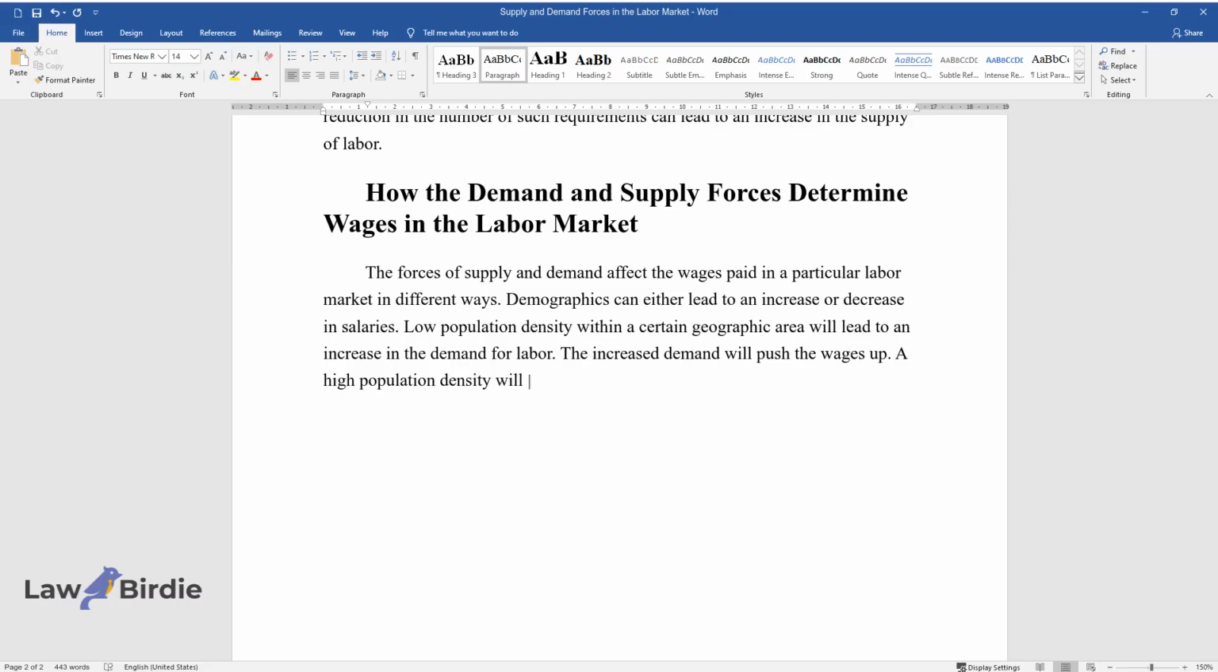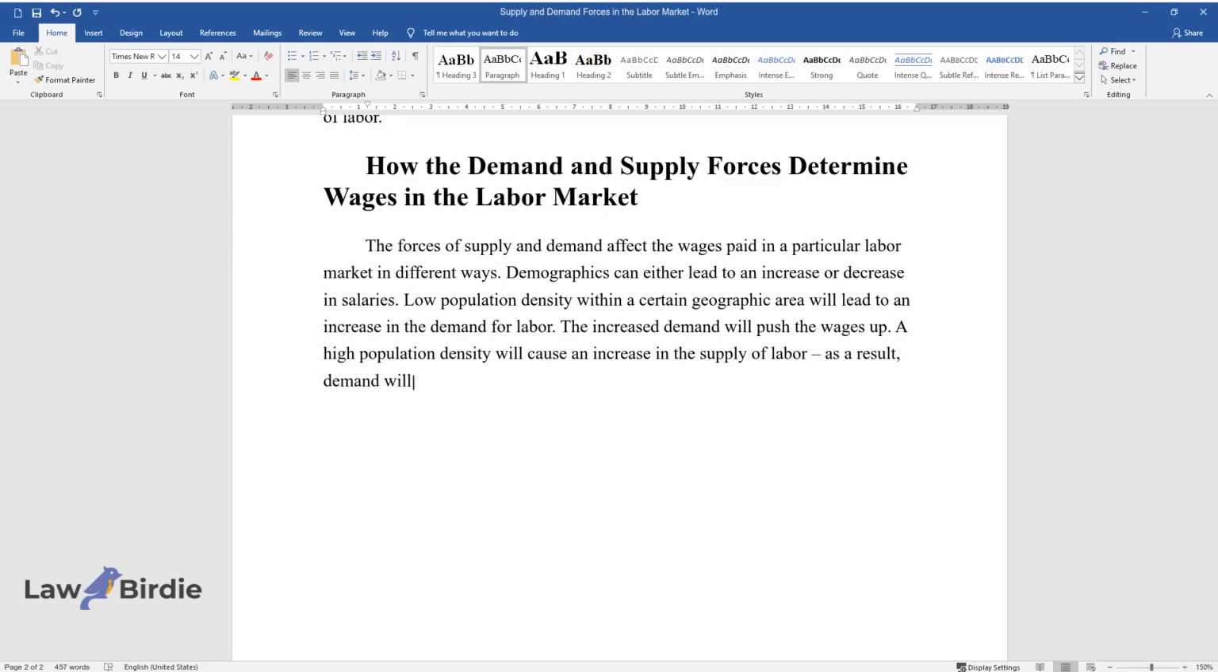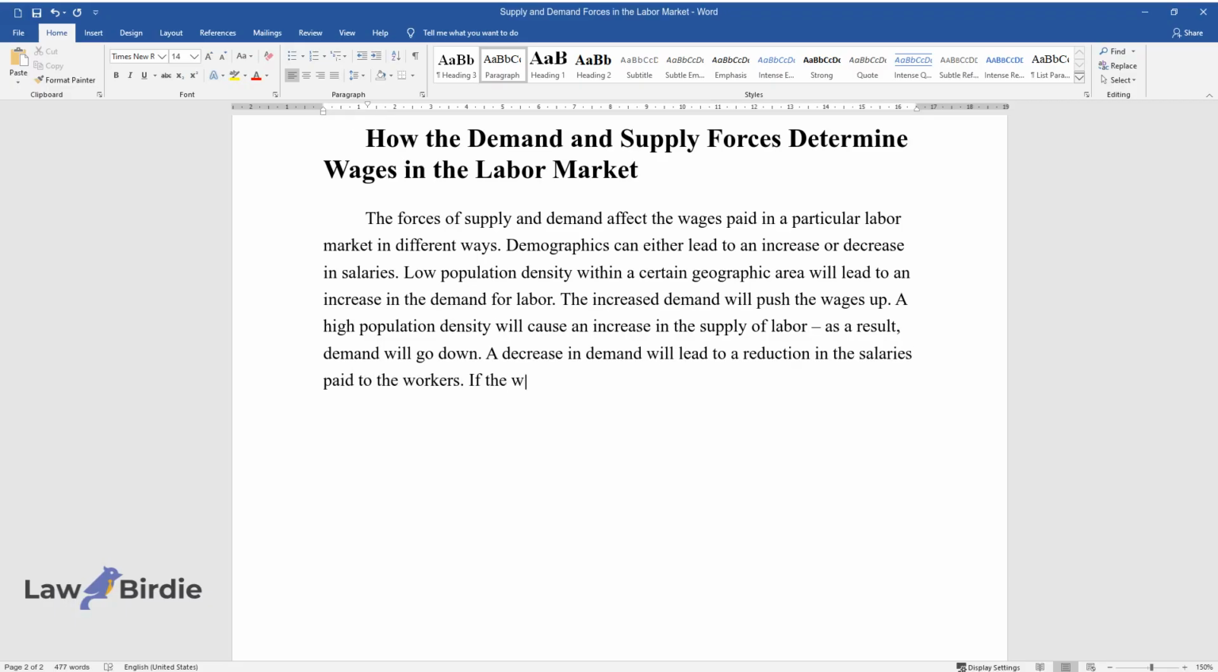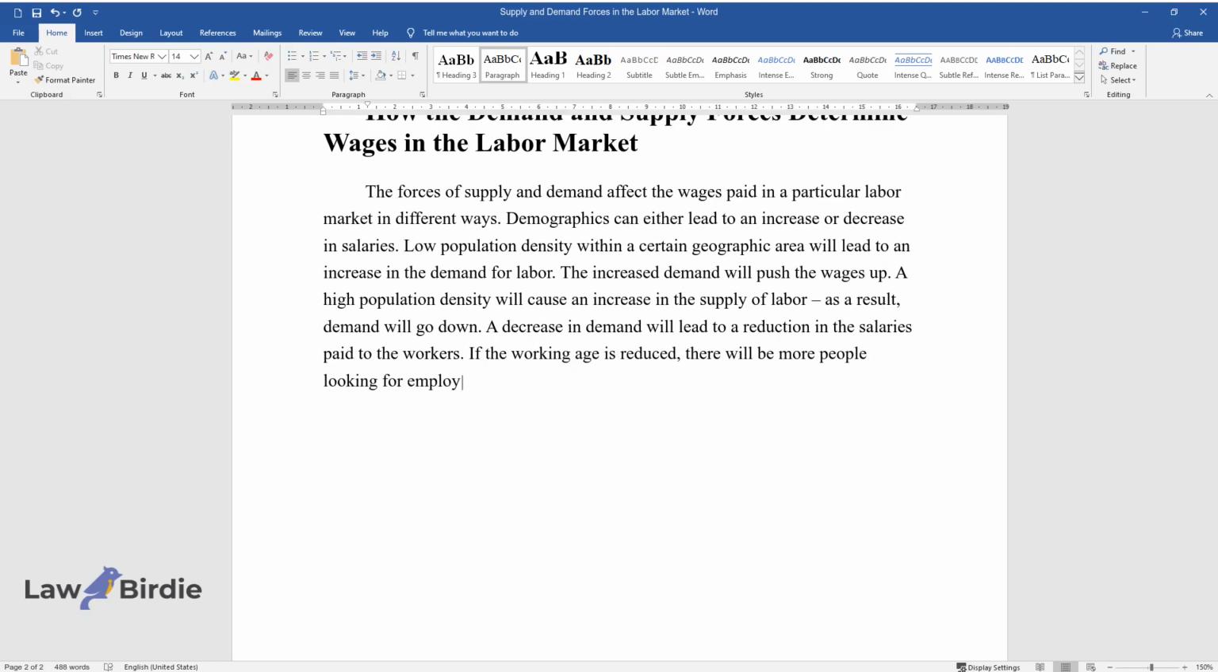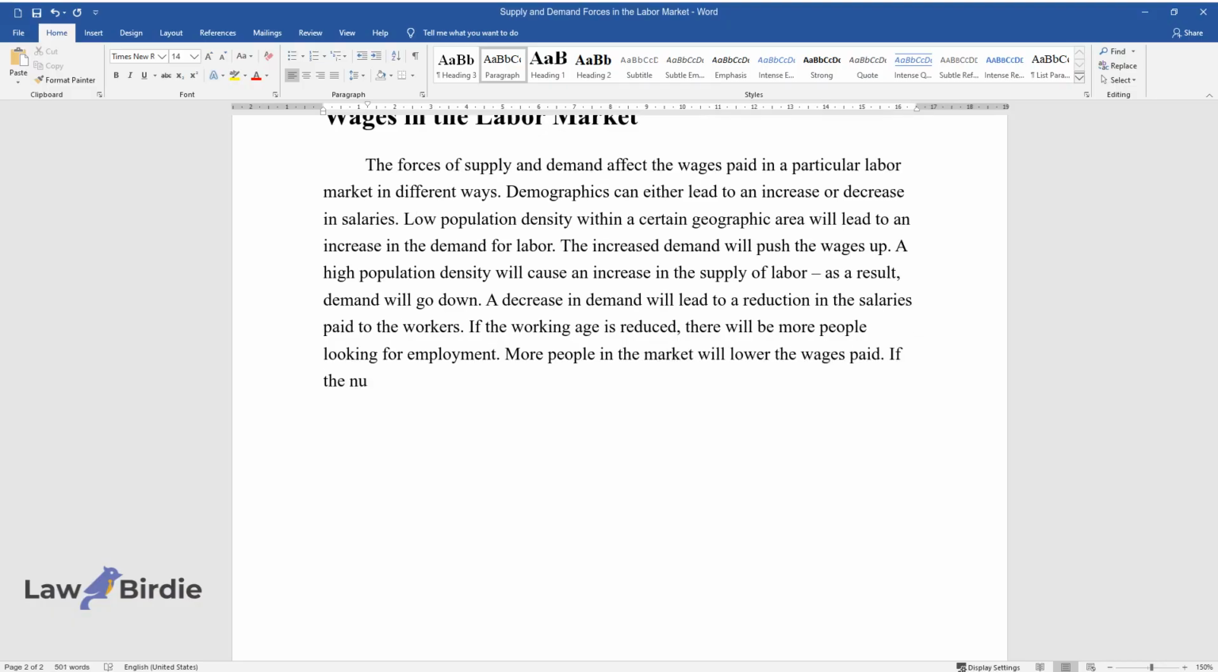A high population density will cause an increase in the supply of labor. As a result, demand will go down. A decrease in demand will lead to a reduction in the salaries paid to the workers. If the working age is reduced, there will be more people looking for employment. More people in the market will lower the wages paid. If the number of workers in the labor market is low, wages will increase.